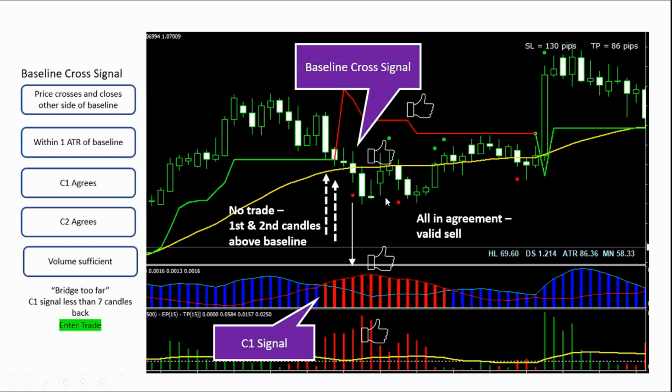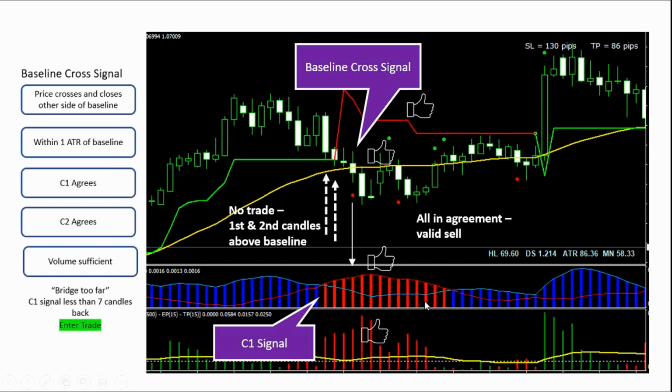Now there is something to consider though for this type of cross, is that you have your bridge too far rule, or the 7 candle rule. And what that means is wherever this baseline cross occurs, it cannot be more than 7 candles from your C1 signal. So in this case, this is our crossing candle here. It's 1, 2, 3 candles back.